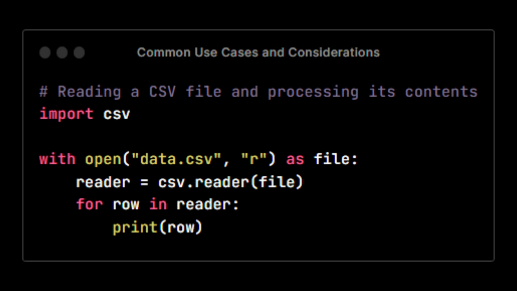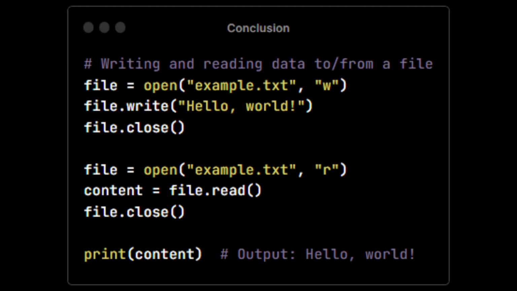handle errors gracefully. In this tutorial, you learned how to perform file operations in Python, including creating files, opening them in different modes, read, write, and append, parsing JSON from a file, and common use cases. File operations are essential for reading and writing data, and Python provides convenient methods and modules to simplify these tasks. By mastering file operations, you can manipulate files and integrate external data seamlessly into your Python programs.